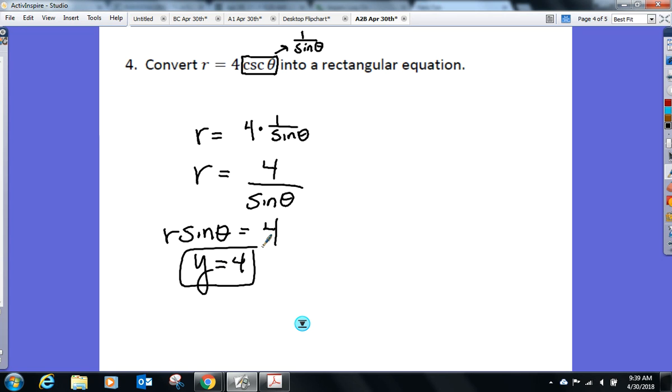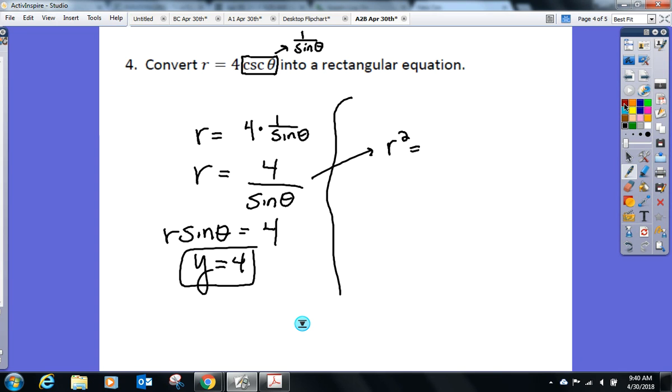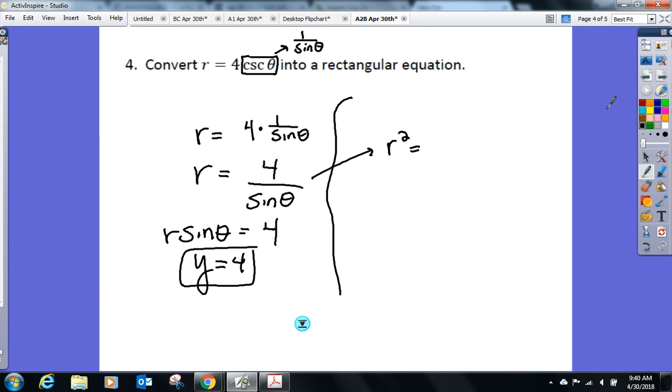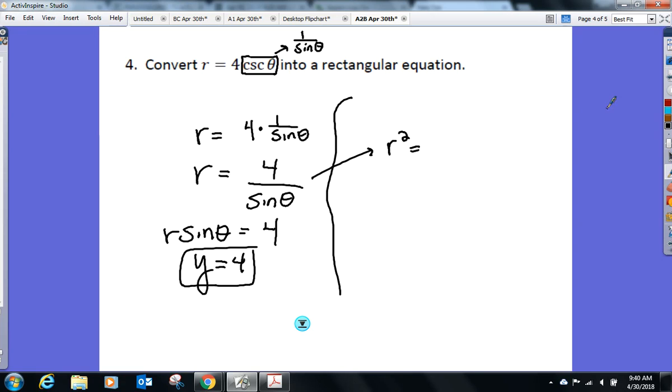4. r sine theta. All right, I want to show both because some people may on the quiz Thursday say, I know to get r squared, so that's what I'm going to do. Everyone ready? Multiply both sides by r. What's on the left side? r squared. How about on the right side? What gets multiplied by r here? Not both. Just the numerator only. So it's going to be 4r over sine theta.